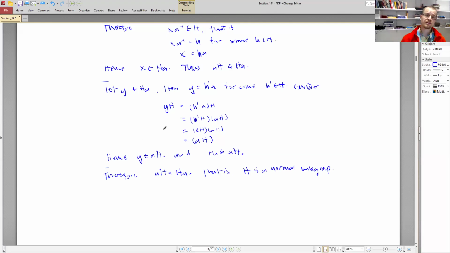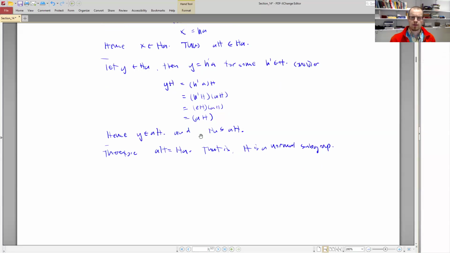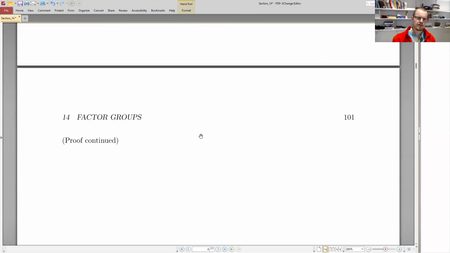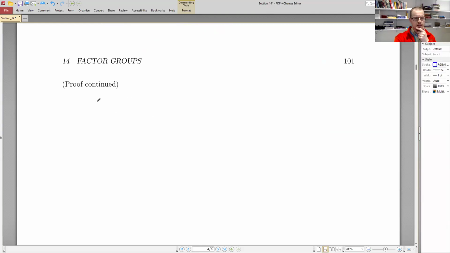Excellent. So what I've done so far is I have shown that if coset multiplication is well defined, then the subgroup itself must be a normal subgroup. What I also want to show, so I left myself plenty of space here, I'm going to continue on proving the other direction. So now what I would like to assume is that H is a normal subgroup.